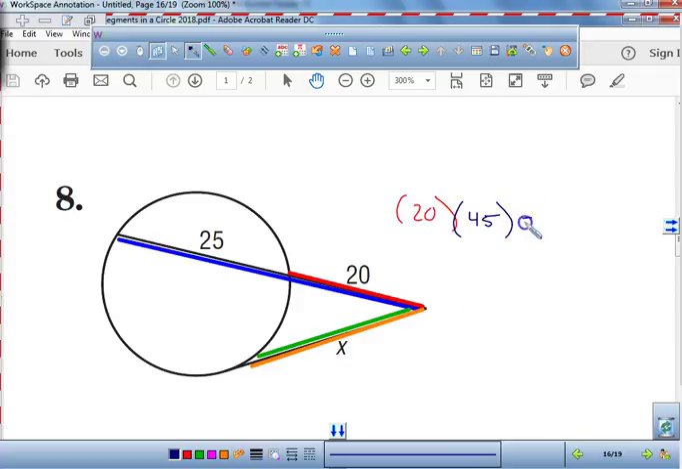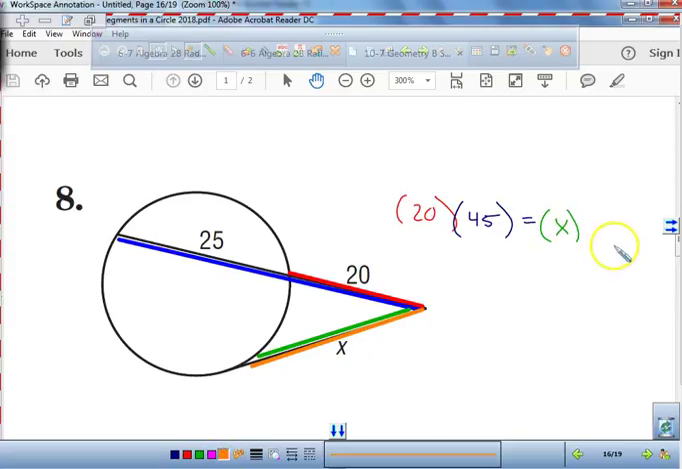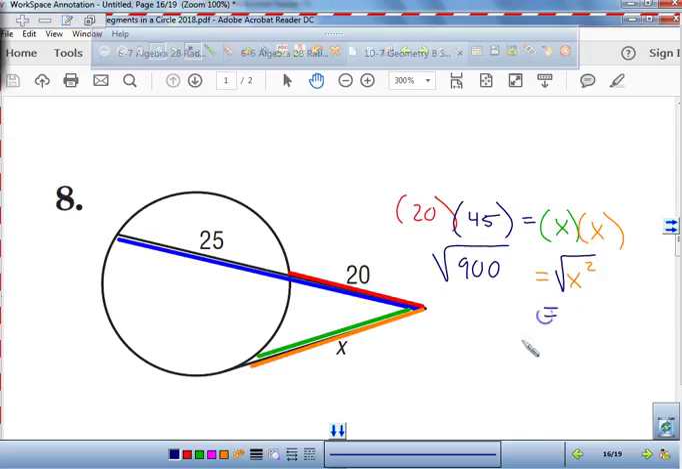So you set this equal to x times x, which makes it really easy. What is x times x? X squared. So we know this is equal to x squared, and 20 times 45, what's 20 times 45? 900. And then whenever you see something that's squared, what do you have to do for the final step? Just take the square root. And sweet, we get x equals 30.